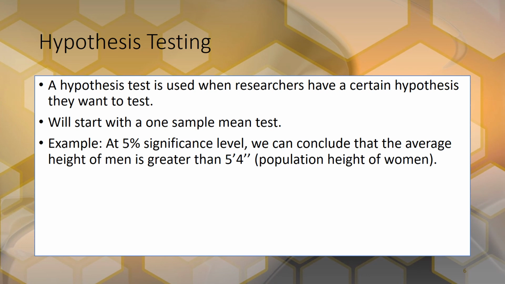So here's an example of an inference for a hypothesis test. It says at the 5% significance level, we can conclude that the average height of men is greater than 5'4", which is actually the population height of women. So this is one example. I'll go into more details about that.